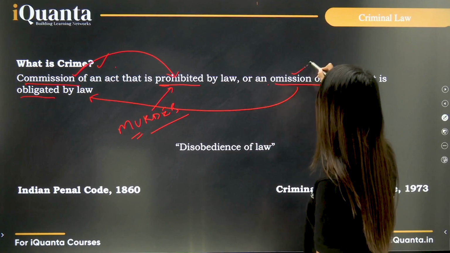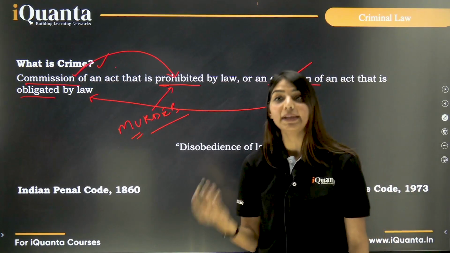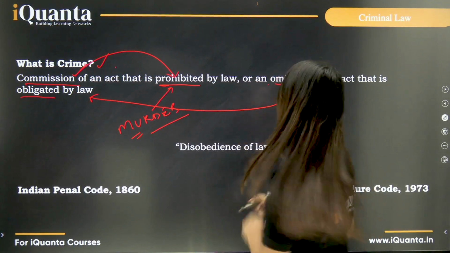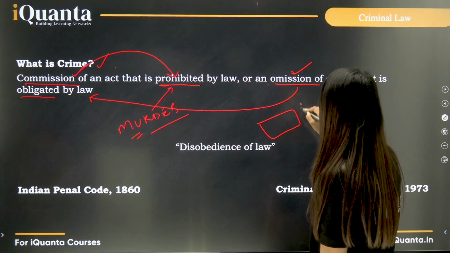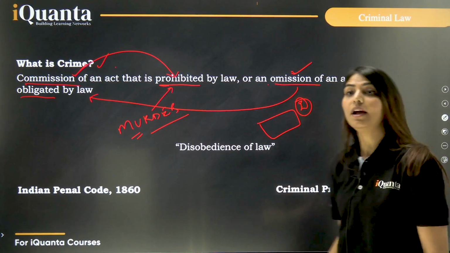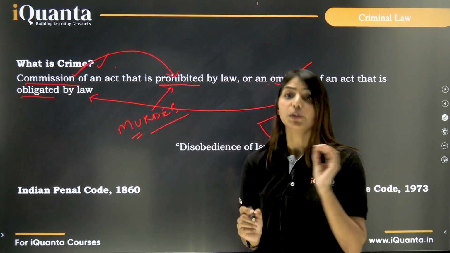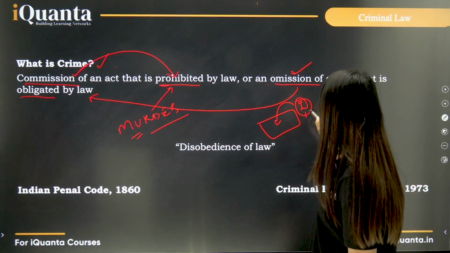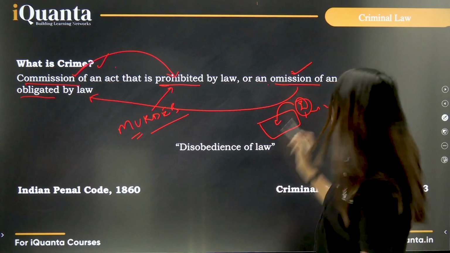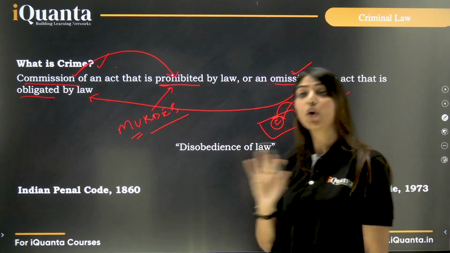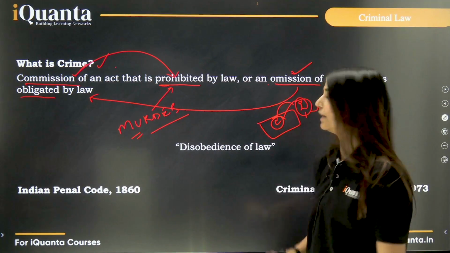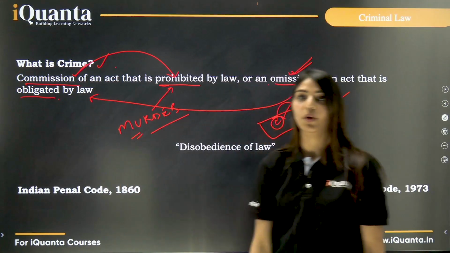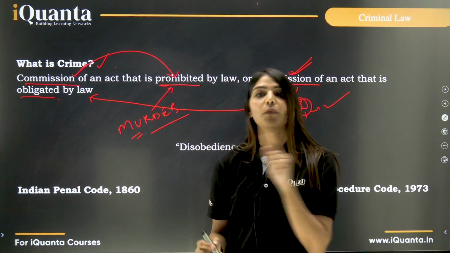Now, what do we mean by omitting from doing something that has been obligated by law? That is also a crime. I know it might come as a new concept for you, but let me give you an example. There is a swimming pool and a person who has been appointed as a lifeguard there. He is under a proper legal duty to save somebody who is drowning in this swimming pool. But a child was drowning and he made no effort whatsoever to save the child. So he omitted to do a particular act that was obligated upon him by law. So not doing this will also be a crime?